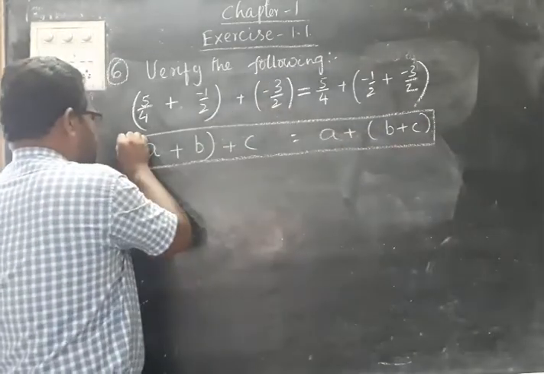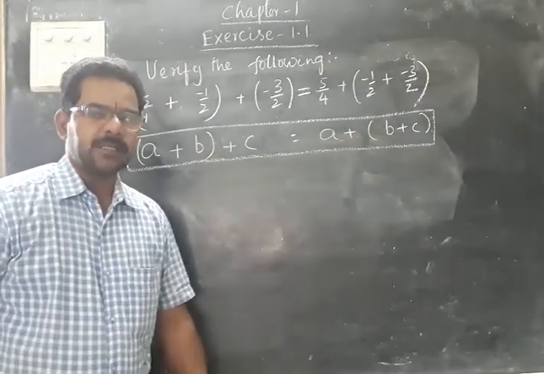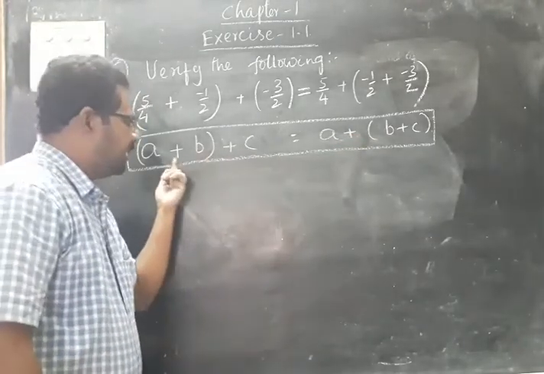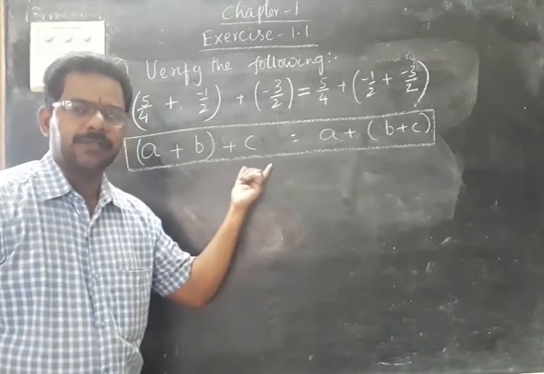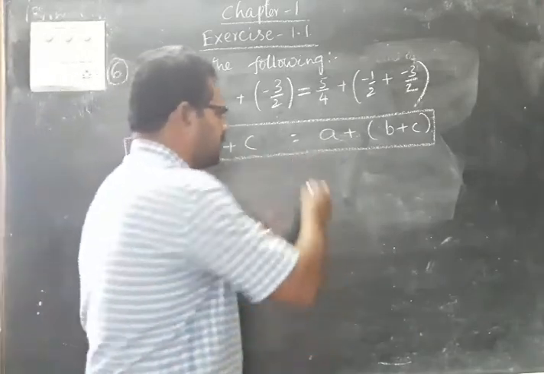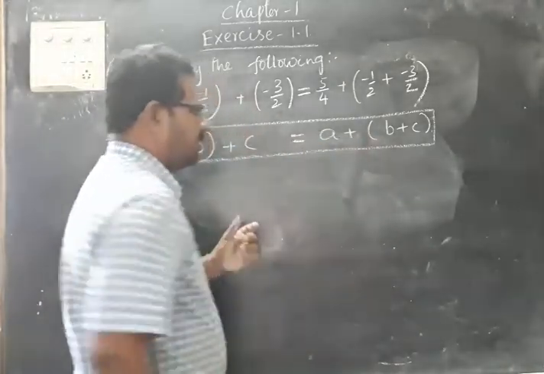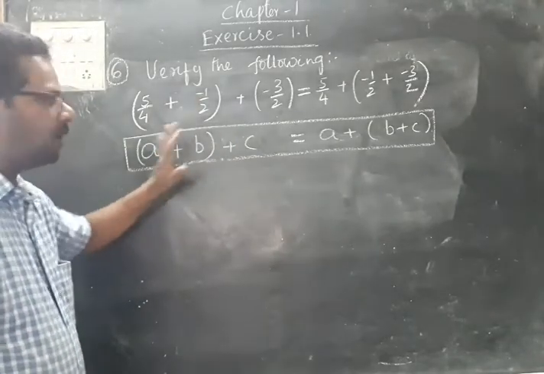So we know this property (A + B) + C = A + (B + C). This is in addition. What is the name of this property? This is the associative property. Now we have to verify whether this is true or not. That we have to check.